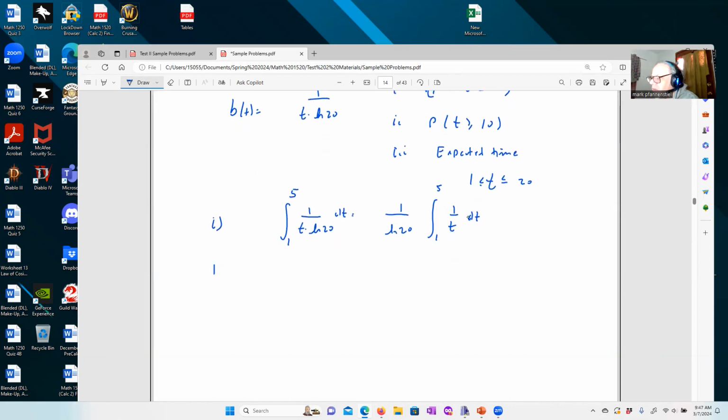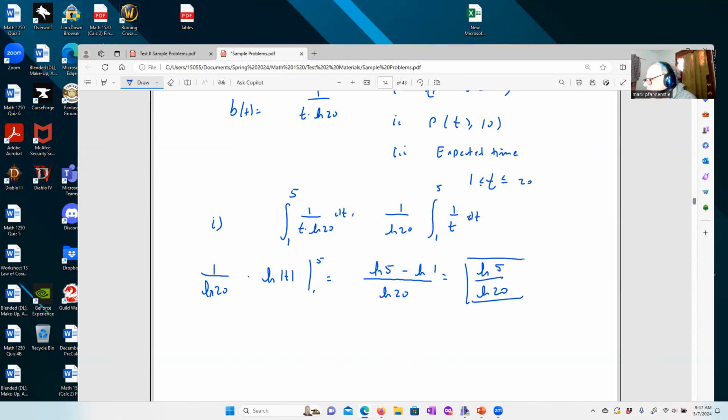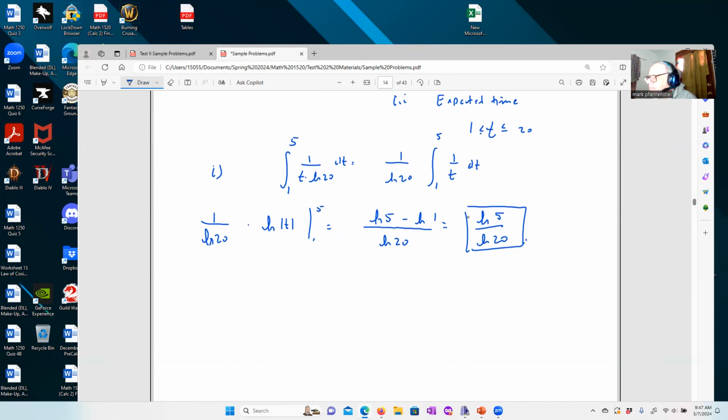So this is 1 over ln 20 times ln of t, going from 1 through 5. We'll plug that in. So we have natural log of 5 minus ln of 1. Conveniently, the natural log of 1 is 0. So we just end up with ln 5 over ln 20, and that's going to be our answer for the first part.